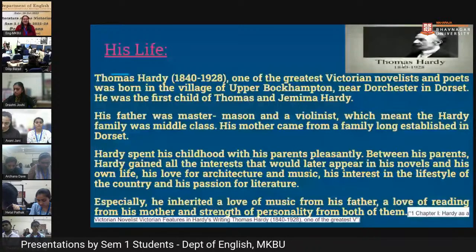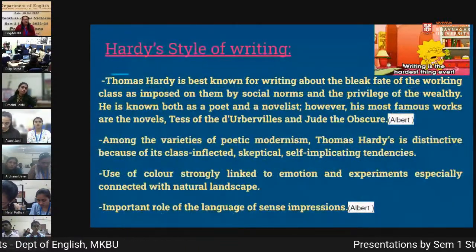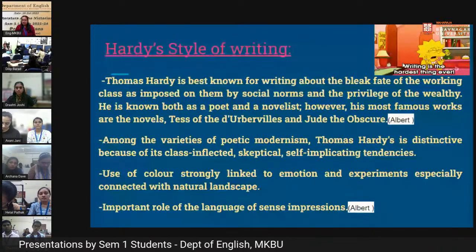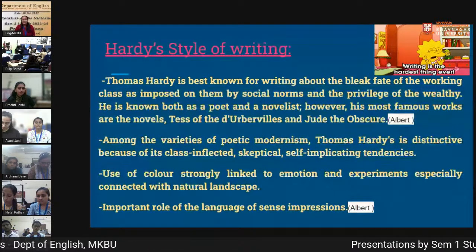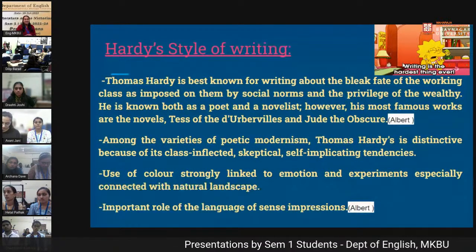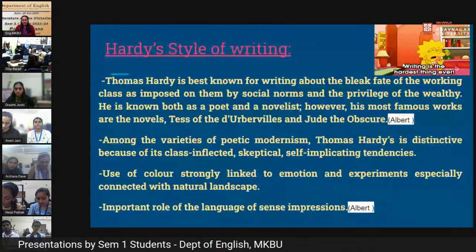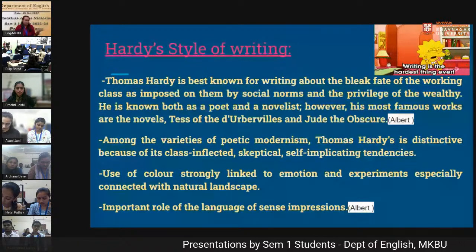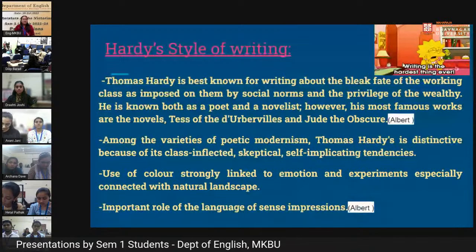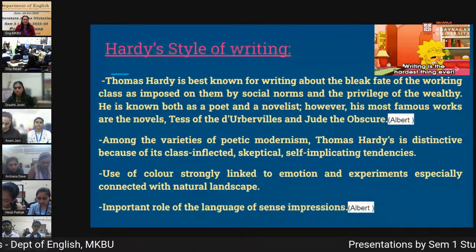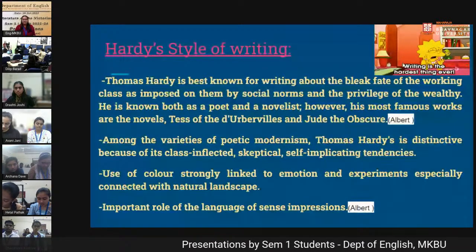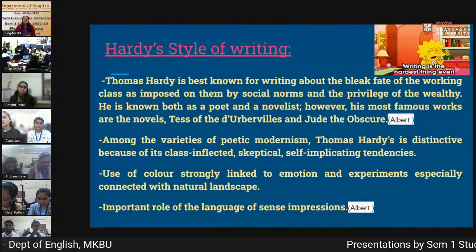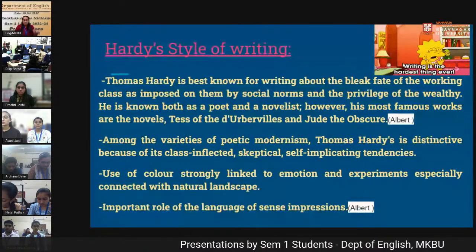Hardy's style of writing. Thomas Hardy is best known for writing about the bleak fate of the working class, less of the wealthy. His best-known works are the novels Tess of the d'Urbervilles and Jude the Obscure. Among the varieties of poetic modernism, Thomas Hardy is distinguished because of his class-conflict spectacles and self-implication tendencies, and we can say that this is very much influenced by Romanticism and every situation that happened in the Victorian age. Use of color is strongly linked to emotion, especially connected with nature and landscape. The language of sense impression has an important role in Hardy's novels. We can see that the language of impression is very well used by Hardy in his novels.